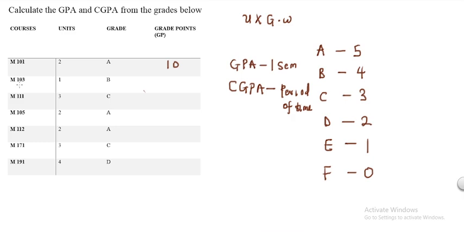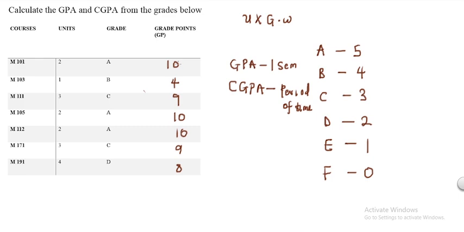The next course here, M103, we do the same thing. The unit here is 1 times the grade weight here is 4. So 1 times 4 is 4. We continue the same thing. The unit here is 3, the grade is C. Now this is simply 3 times the grade weight, which is 3, which is 9. Here we have 2 times the grade weight of 5, which is 10. Here we have 2 times the grade weight of 5, which is 10. Here we have 3 times the grade weight of 3, which is 9. Here we have 4 times the grade weight of 2, which is 8.